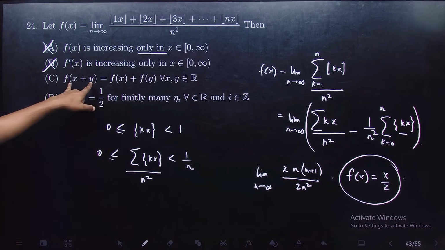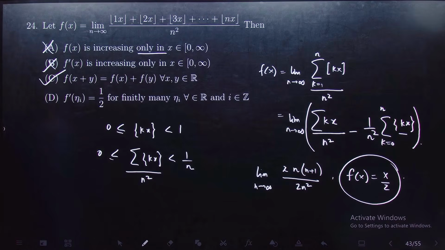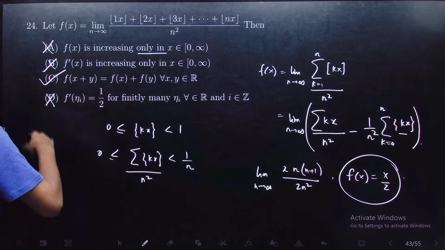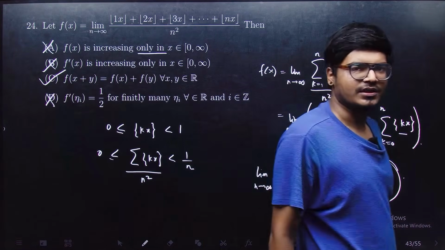f of x plus y is equal to f(x) plus f(y). Yes, this is going to be x plus y by 2. This is going to be x by 2 plus y by 2. So they are both equal, right? So C is correct, right? Option D is f prime is equal to half for finitely many values. No, right? It's equal to half for every value, right? So this is also incorrect. So the only option that's correct is option C for us, right?